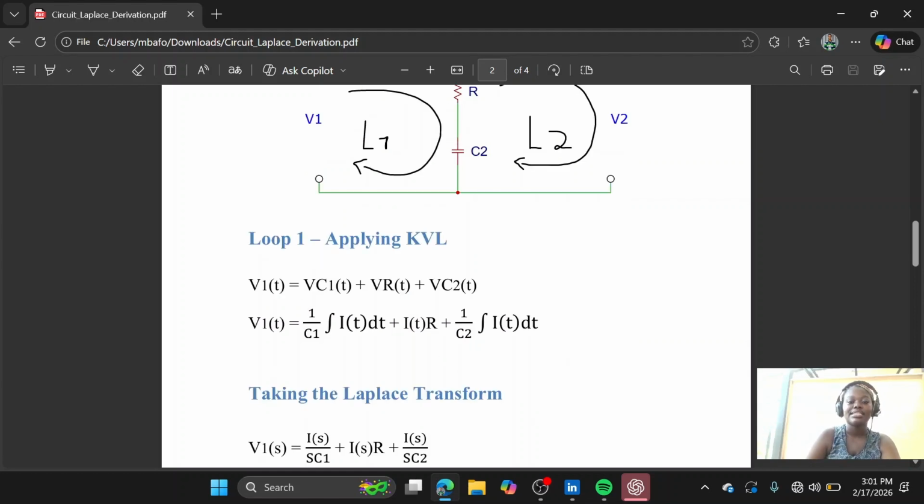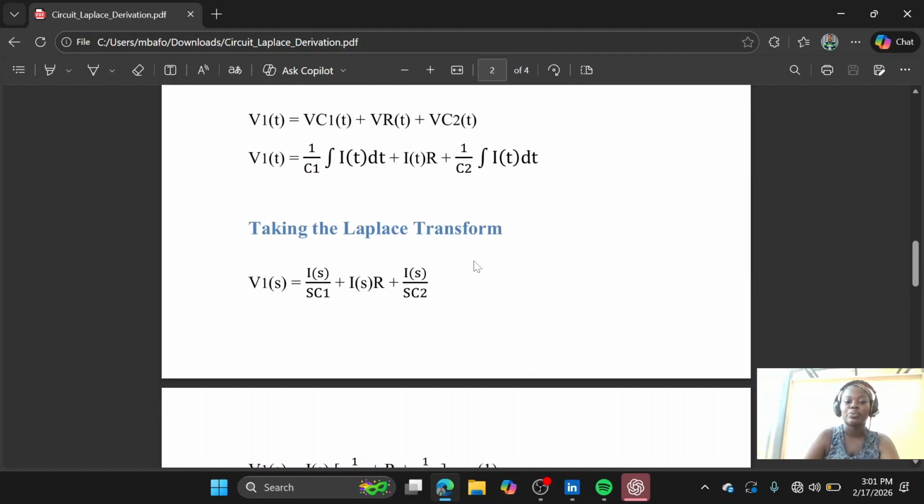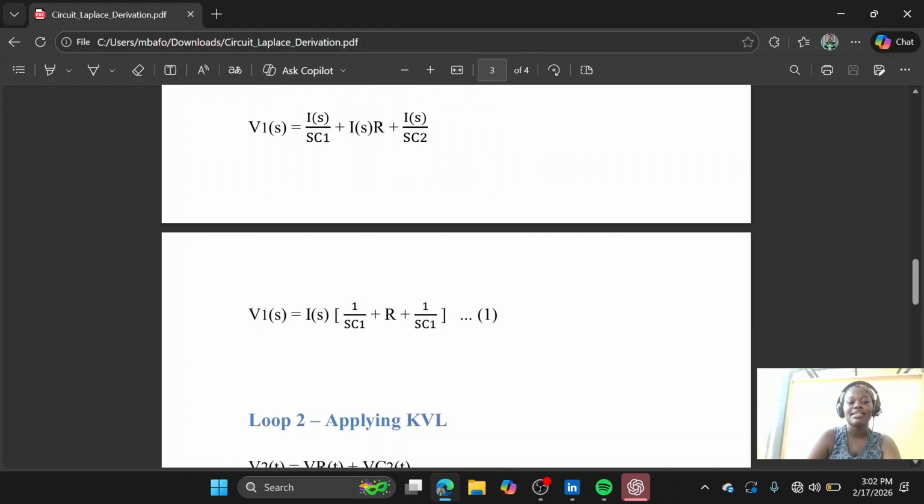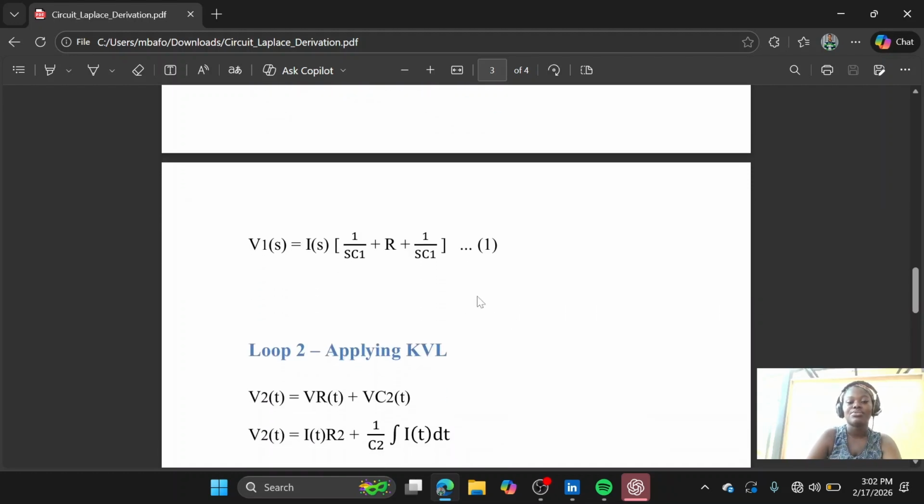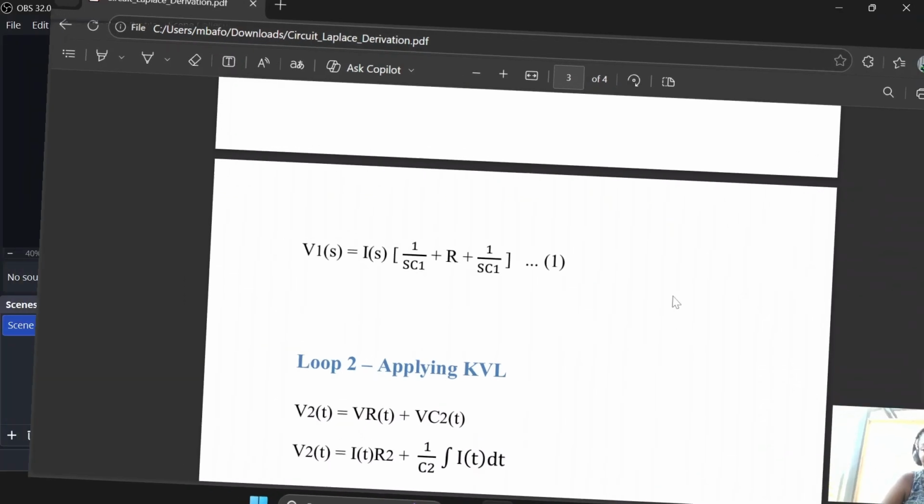We represent it in this mathematical form: V equals I(t) times R plus that of the capacitors and the voltage. Taking the Laplace transform to make our solutions easier, V1(s) equals I(s) over sC1 plus I(s) R plus I(s) over sC2. We simplify that to get our first equation. So that's our solution for our first loop.